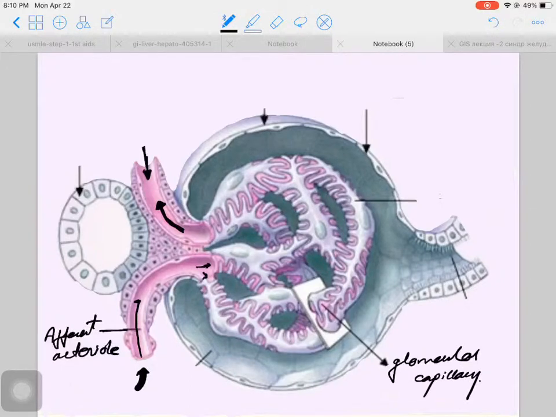These glomerular capillaries are surrounded by foot processes of a special type of squamous cell, and these squamous cells are called podocytes. They have a nucleus here. This is also a podocyte nucleus. This is also a podocyte nucleus. And this is a podocyte, and here another podocyte. So this is what a podocyte is.